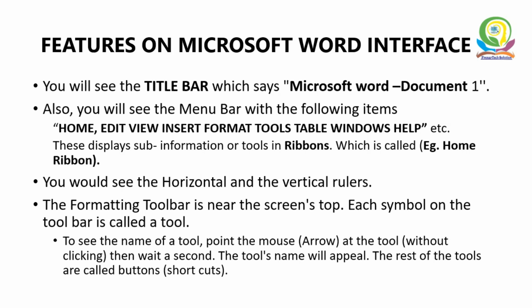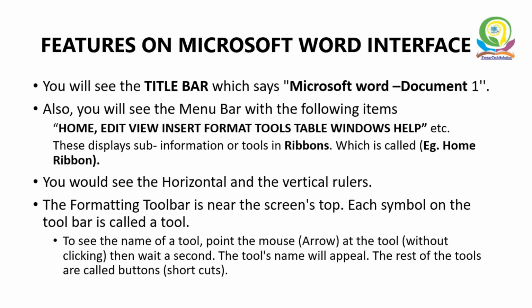Now, some of the features that you will see on the Microsoft Word interface. This one is the 2003 interface. The new interface, from 2007 applications, the Office application, uses a ribbon. So here you will see the title bar which says Microsoft Word Document 1. Also, you will see the menu bar with the following items: file, edit, view, insert, format, tools, table, window, help. These are all on Office 2003.